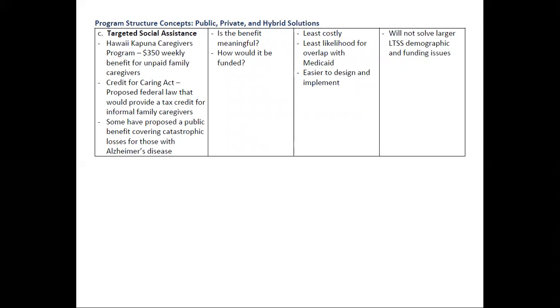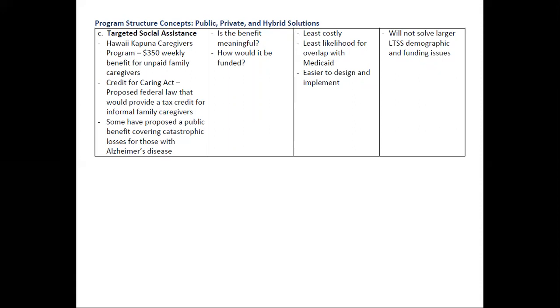Another potential targeted program would be one that provides additional benefits to individuals with Alzheimer's disease and who have a need for long-term care. That's a potential idea because Alzheimer's disease usually requires quite a bit of long-term care and can cause those individuals to have very significant long-term care costs.